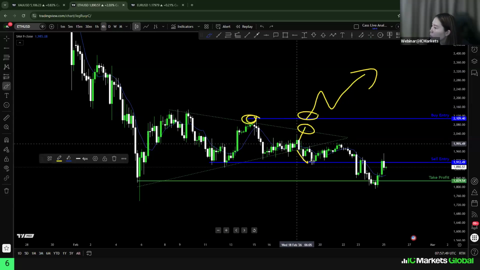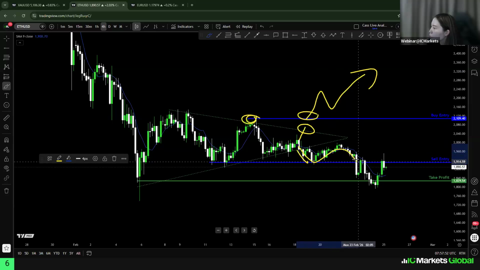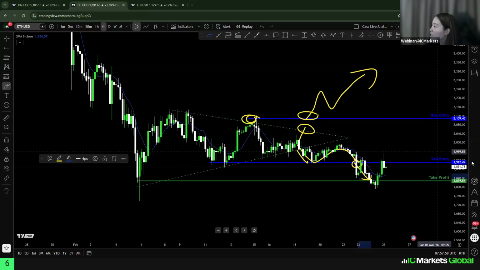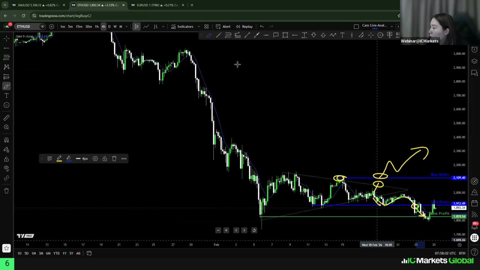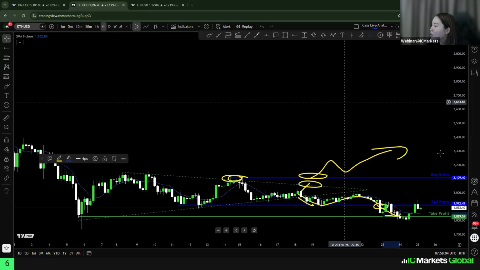Okay, so it broke, it moved, and then it finally broke here. So this would have been a very good entry to sell. The problem with this is that it didn't give the trader the chance to get in. Okay, so if I zoom in, hold on.